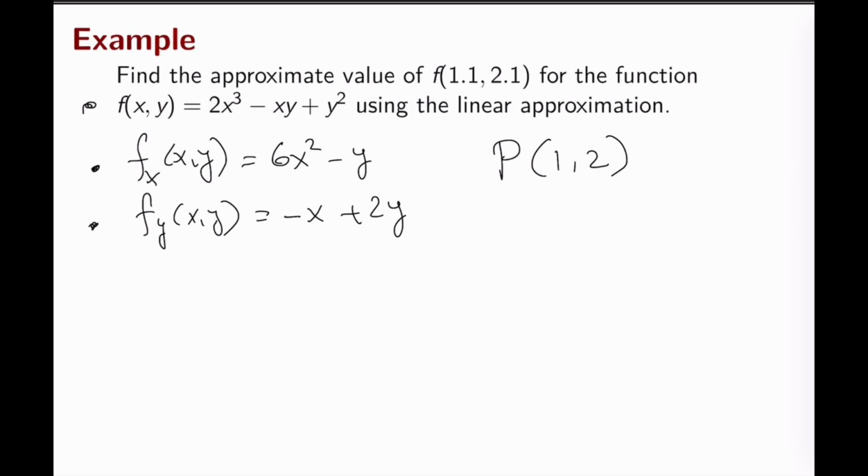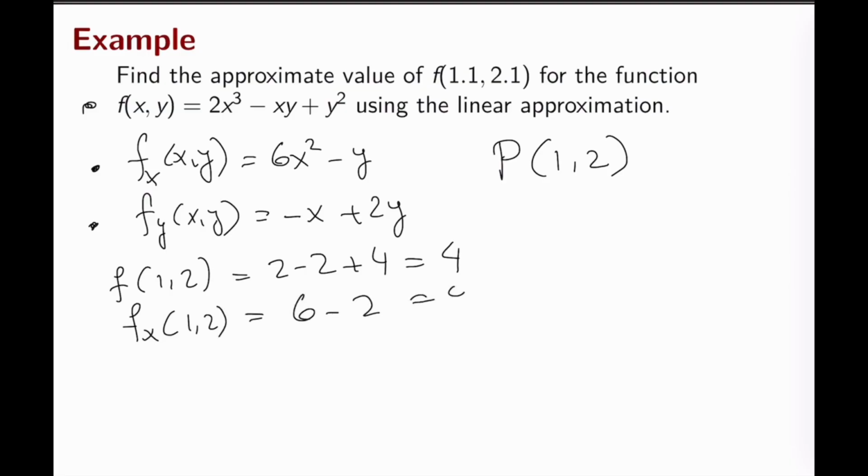And then we evaluate all these three functions at (1, 2). So the first one, f at (1, 2) is going to be equal to 2 minus 2 plus 4, which is 4. The first derivative at (1, 2) is going to be 6 minus 2, which is 4. And the derivative with respect to y at (1, 2), substituting here, is minus 1 plus 4, which is 3. So we have the three numbers that we need in the linearization.